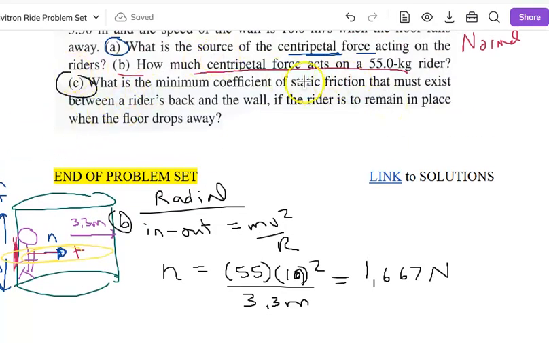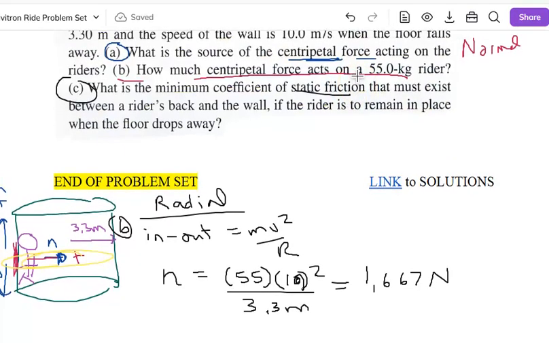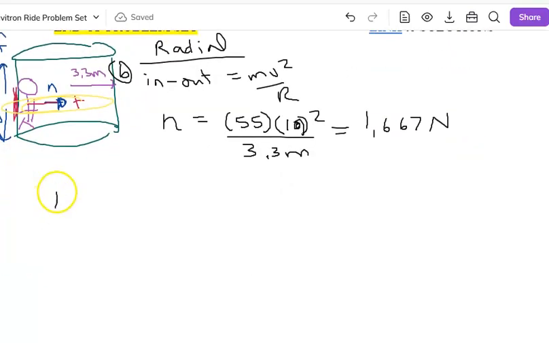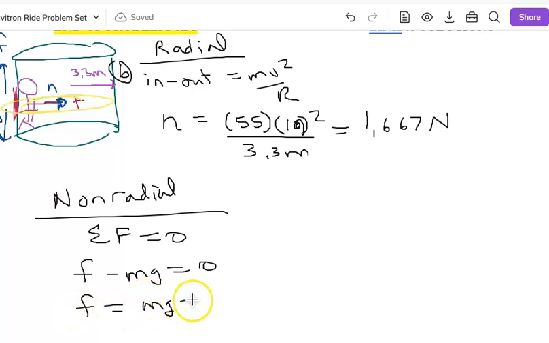And then C is how much friction must we have in order for the person to not slide. Okay, so that's in our non-radial column. And the forces are balanced. So that means the friction going up minus the weight going down has to balance. So friction equals the weight, which is 55 times 9.8, or 539 newtons.